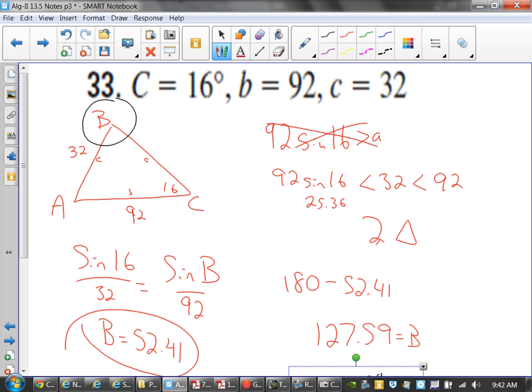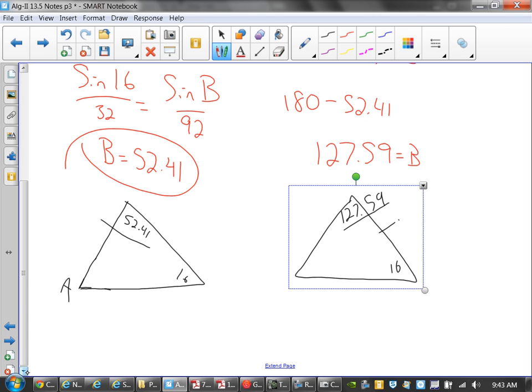Yes, sir? With the two side lengths, so it stays in. They will not be the same. The side lengths themselves are going to be different because if you think about it, if this is a 52 and a 16, that's going to give me a different angle here. Then how do you find the side lengths?